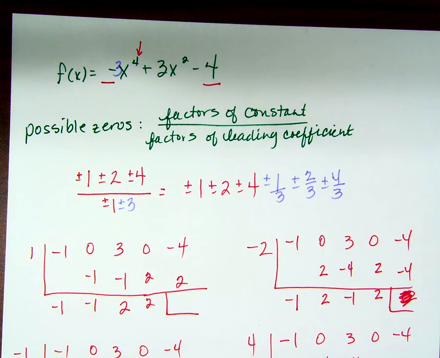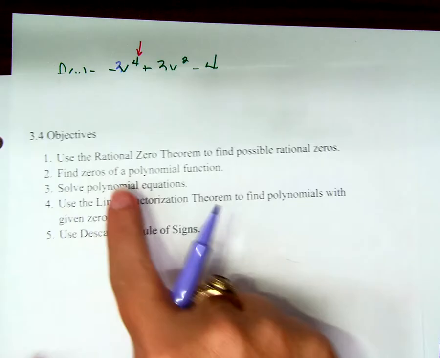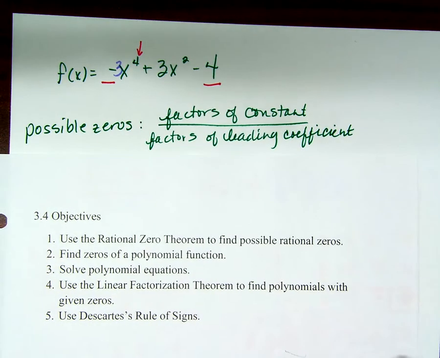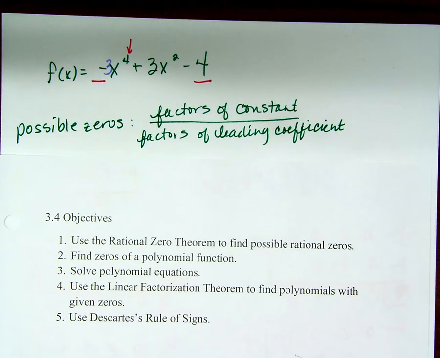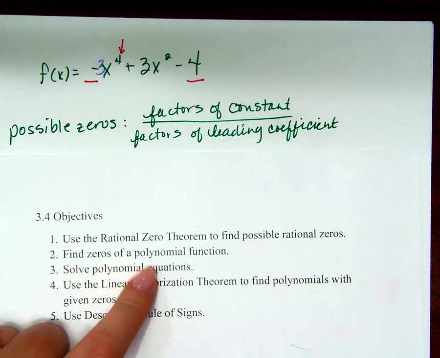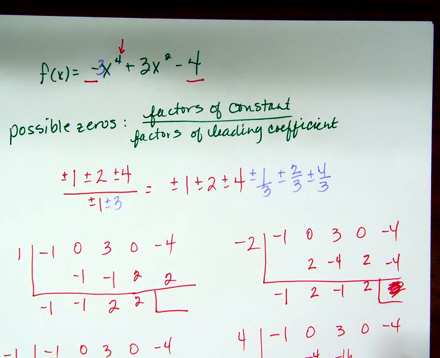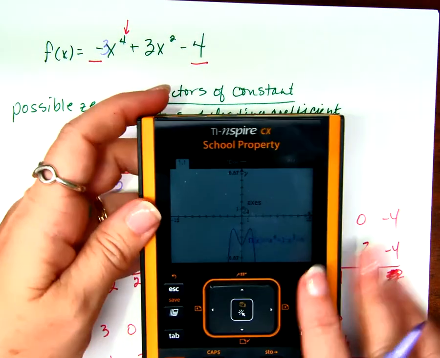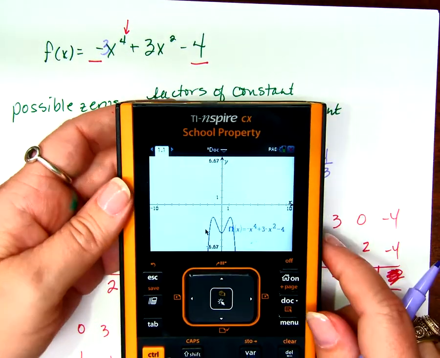So are you feeling good about the rational zero theorem? That's what this one is. Possible zeros is the factors of the constant divided by the factors of the leading coefficient. You okay with that? Okay, so finding zeros of polynomial functions, we actually just talked about that. We can either do synthetic division or we can look at the graph. Now, why is looking at the graph not always going to work?